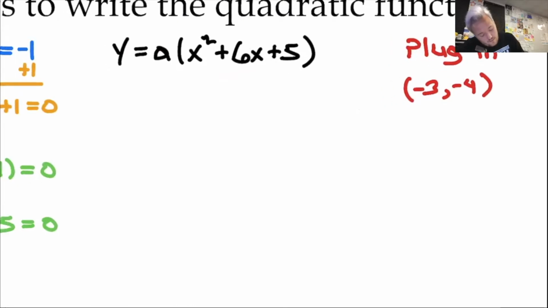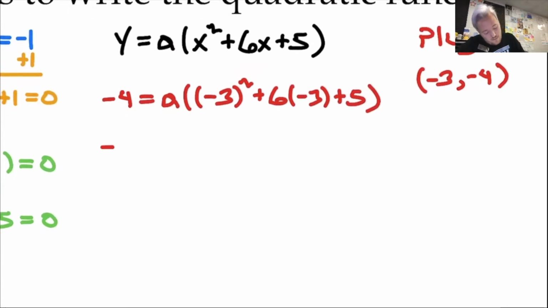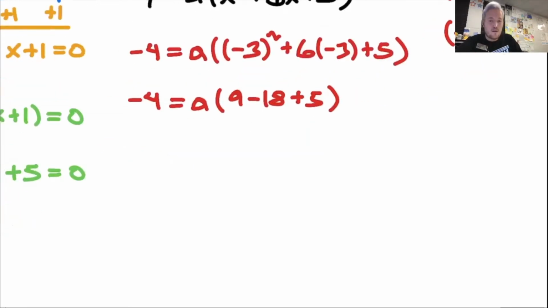All right, so I'm going to have negative 4 equals a times (negative 3) squared plus 6 times (negative 3) plus 5. Now you need to solve for a. So negative 4 equals a times 9 minus 18 plus 5. So 9 minus 18 is negative 9. Negative 9 plus 5 is negative 4. So we're going to have negative 4 equals a times negative 4.